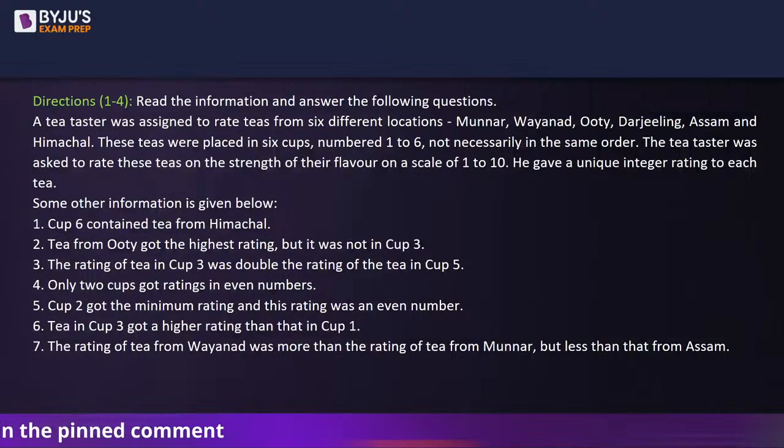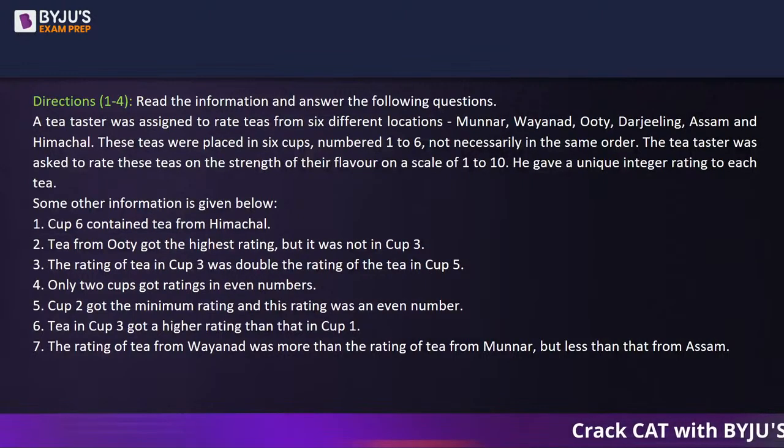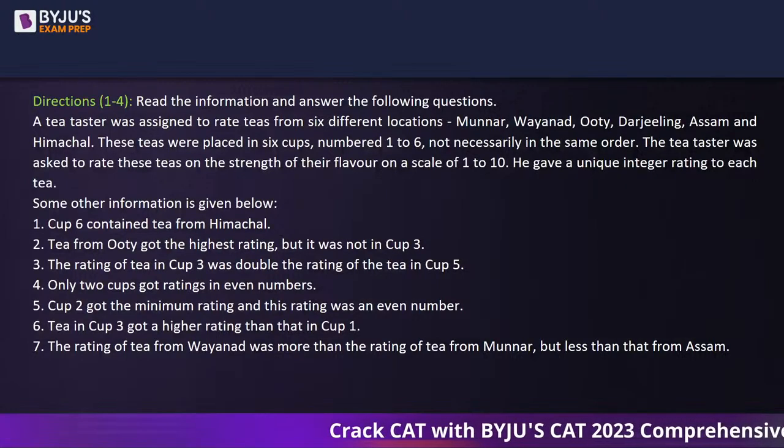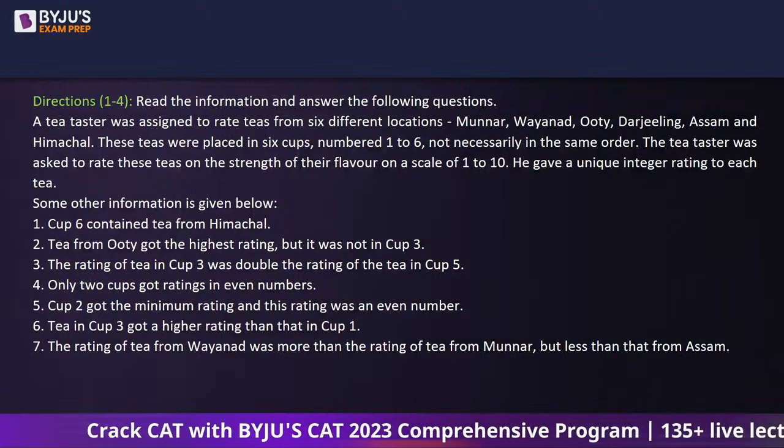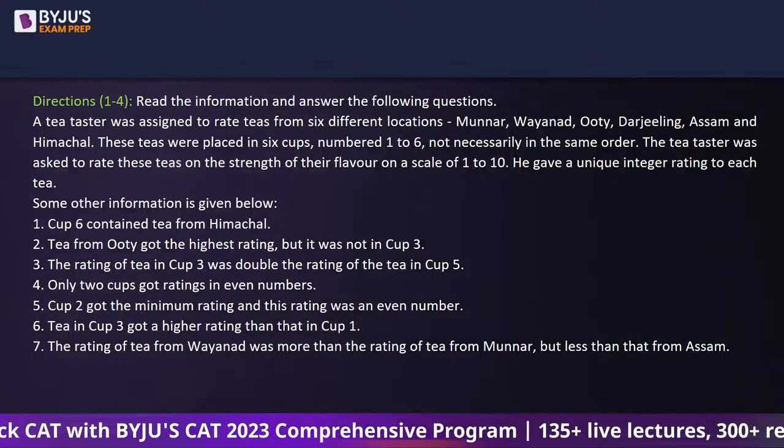Cup 6 contained tea from Himachal. Tea from Ooty got the highest rating, but it was not in cup 3. The rating of tea in cup 3 was double the rating of the tea in cup 5. Only 2 cups got ratings in even numbers. Cup 2 got the minimum rating, and this rating was an even number. Tea in cup 3 got a higher rating than in cup 1. The rating of tea from Wayanad was more than the rating of tea from Munnar, but less than that from Assam.